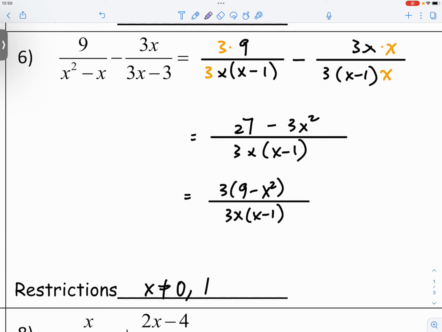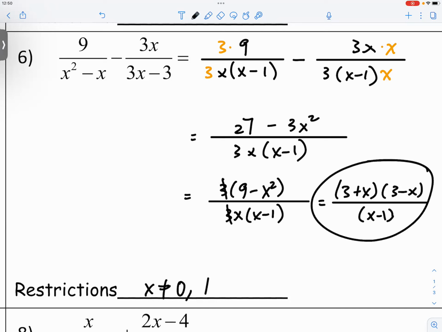So now we can cross out the 3 right here. And also, when you see 9 minus x squared, you are also recommended to factor it. I'm sorry, that's a mistake right here. So it should be 3 plus x and 3 minus x, and then the denominator is just x minus 1. That would be your final answer.